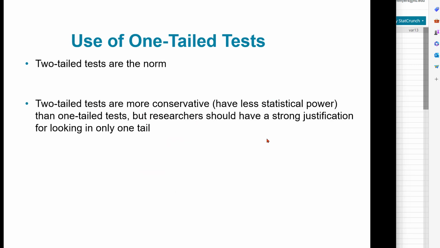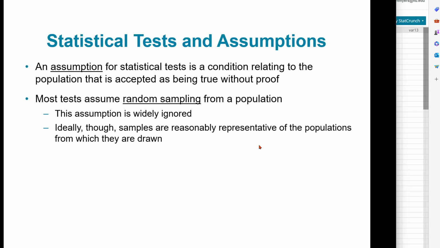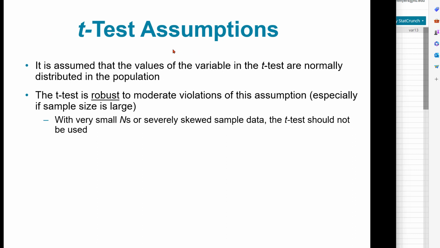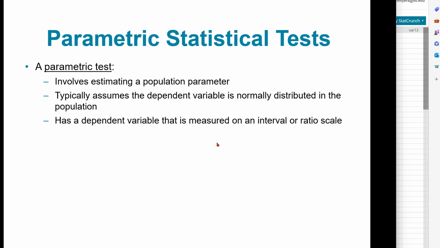Statistical tests often rely on certain assumptions about the data being analyzed. These assumptions ensure that the test is valid and produces reliable results. The t-test is also based on certain assumptions, and violating these assumptions can affect the validity of the test results. Parametric tests are statistical tests that make assumptions about the distribution of the data being analyzed. These tests are widely used in research and data analysis due to their various advantages.